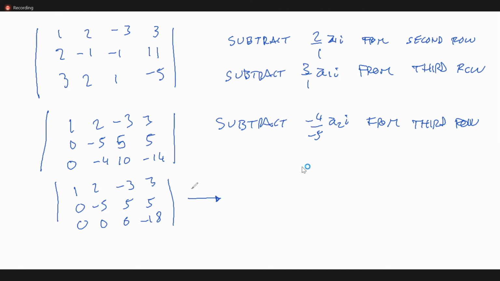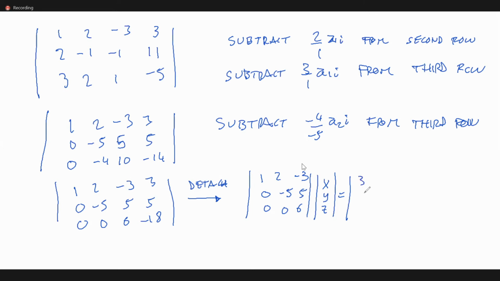Now we detach the augmented matrix so that our system becomes [1, 2, -3; 0, -5, 5; 0, 0, 6] times [x, y, z] equal to [3, 5, -18]. So we have a system given by the equations x + 2y - 3z = 3, -5y + 5z = 5, and 6z = -18.